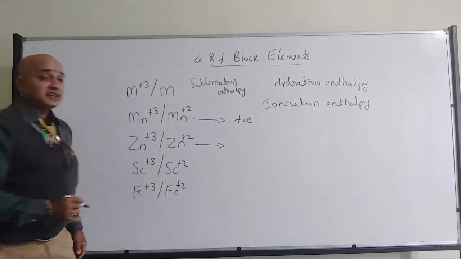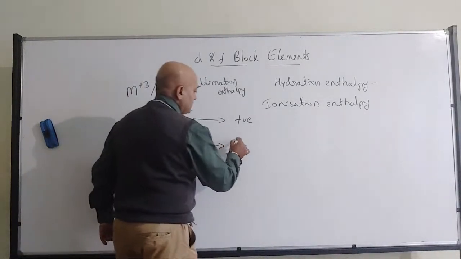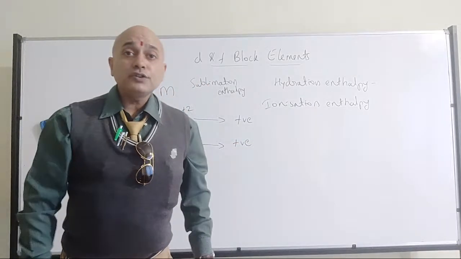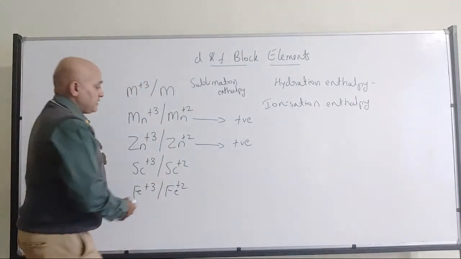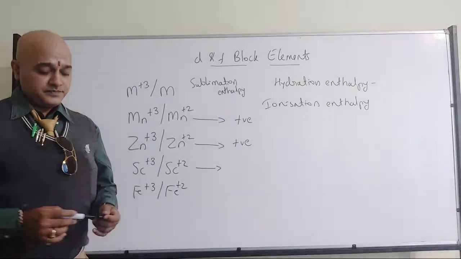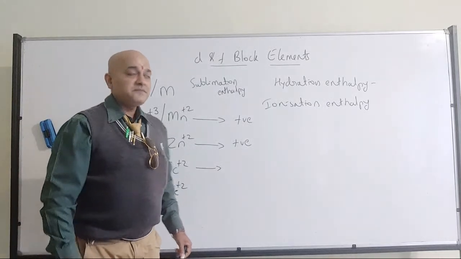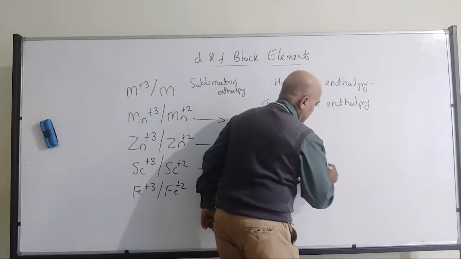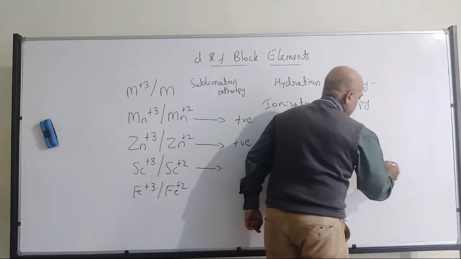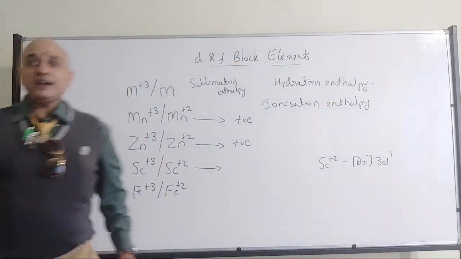So what about zinc? Definitely, since it has attained the stability in the zinc plus 2 form, and you are removing the electron from that stable one, it is going to have the positive value. What about scandium? Negative. What is the electronic configuration of scandium plus 2? It was argon 3d1.